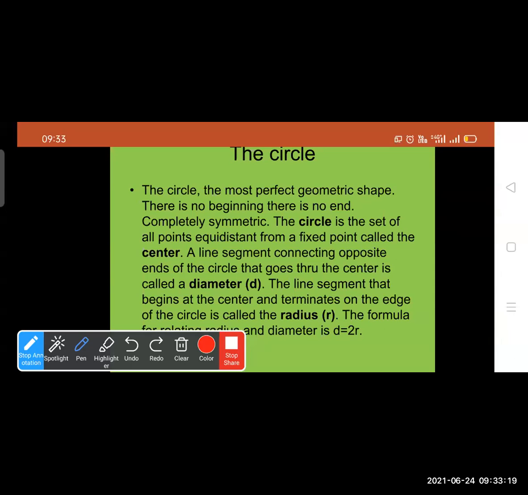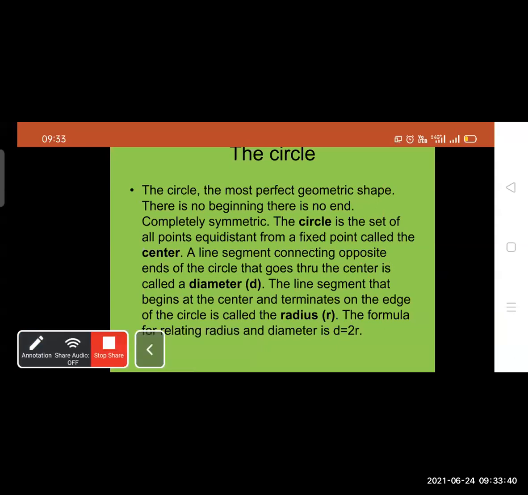So what is the relation between r and d? When we find this one is r and this one is again r. So d is equal to 2r. Twice the radius is equal to d. Or you can also say that radius is half of the diameter. Clear? So here is a circle.